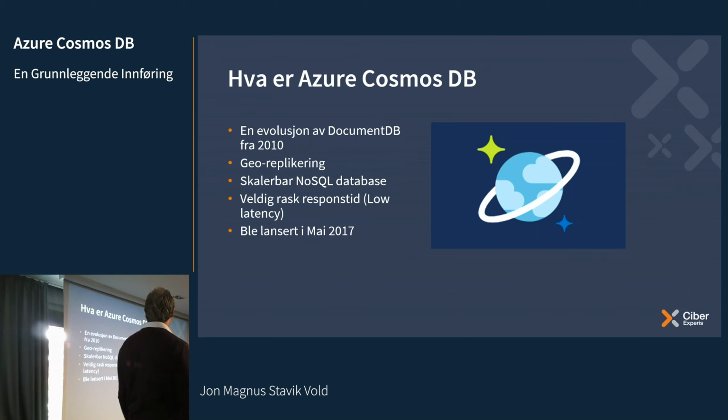What is Azure Cosmos DB? It's an evolution of Document DB from 2010. It has geo-replication. It's a scalable NoSQL database. It has a very fast response time, low latency. And it was launched in May 2017.